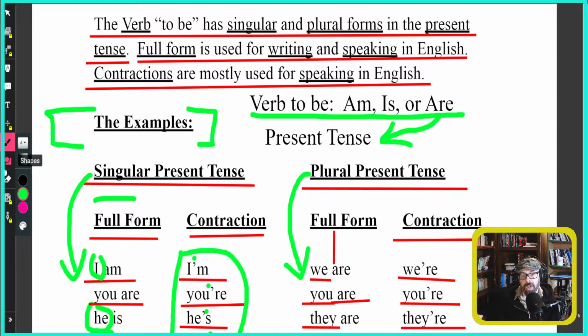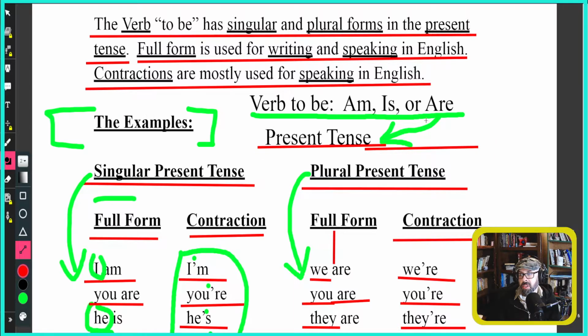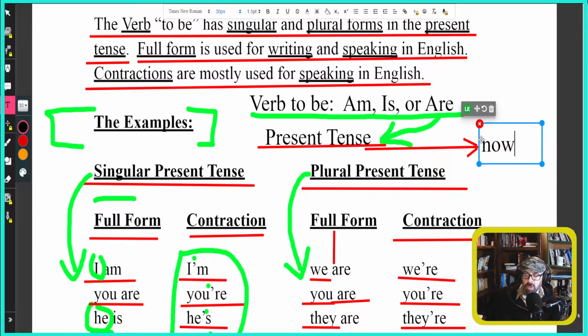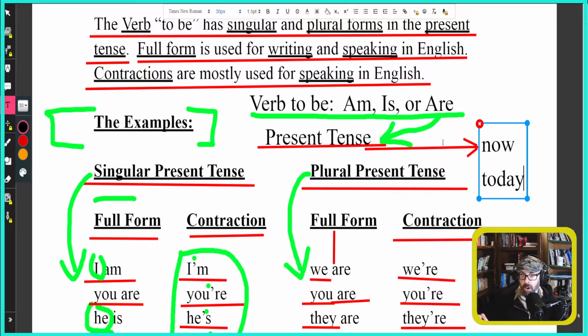And remember, present tense is when? This is happening now. So we say now or today. Happening right now or happening today. Okay, good job. That takes care of the review.